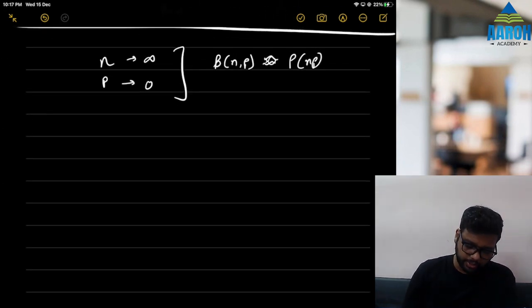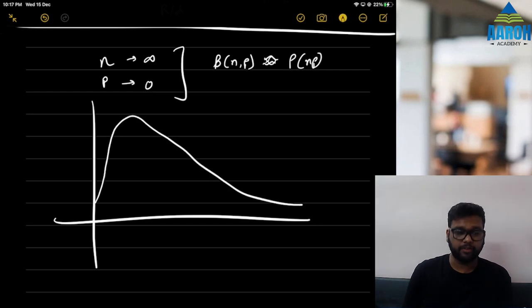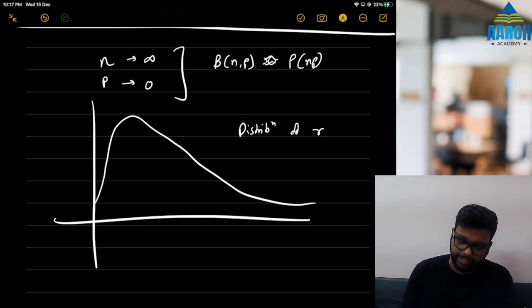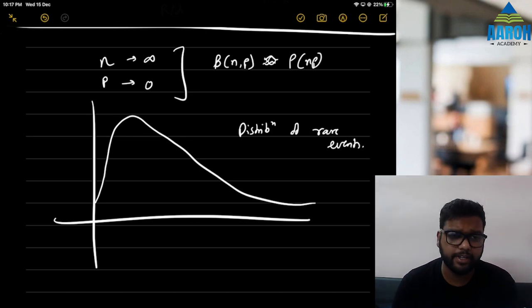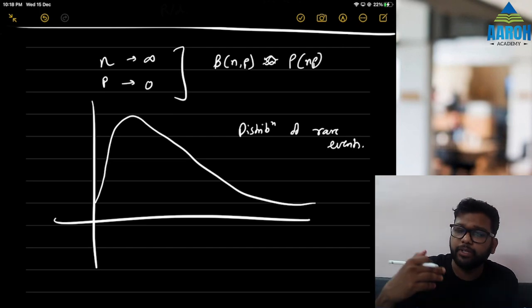In case of Poisson distribution, what does the graph look like? It cannot be symmetric, it is positively skewed. That is, most values are near the y-axis. That is why this is called the distribution of rare events, because this generally happens when the events are rare, so the probability of fewer events happening is more, and the probability of more events happening is less.